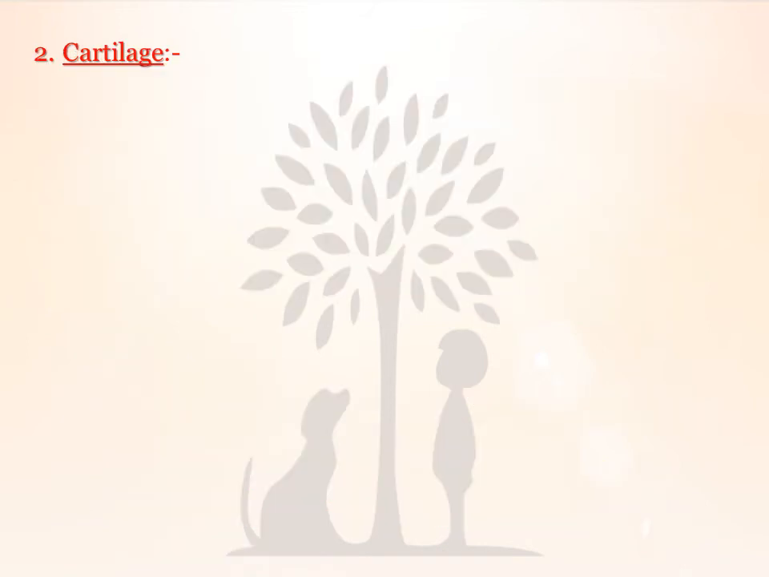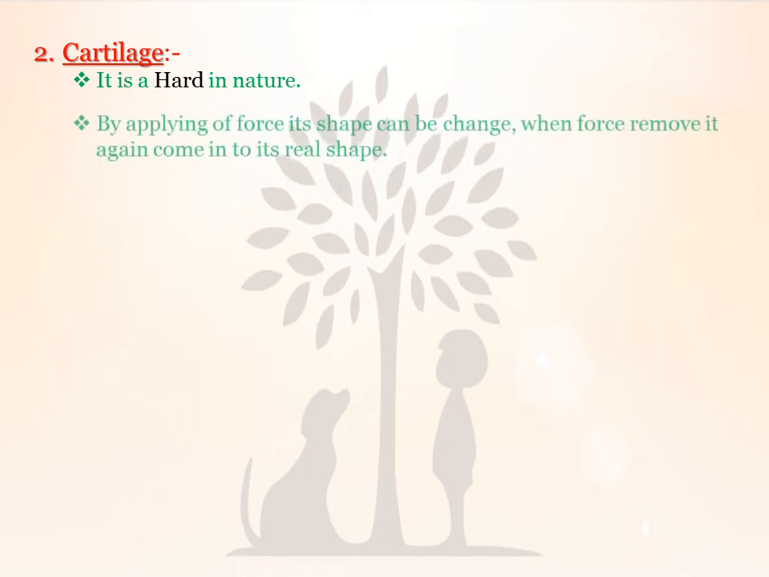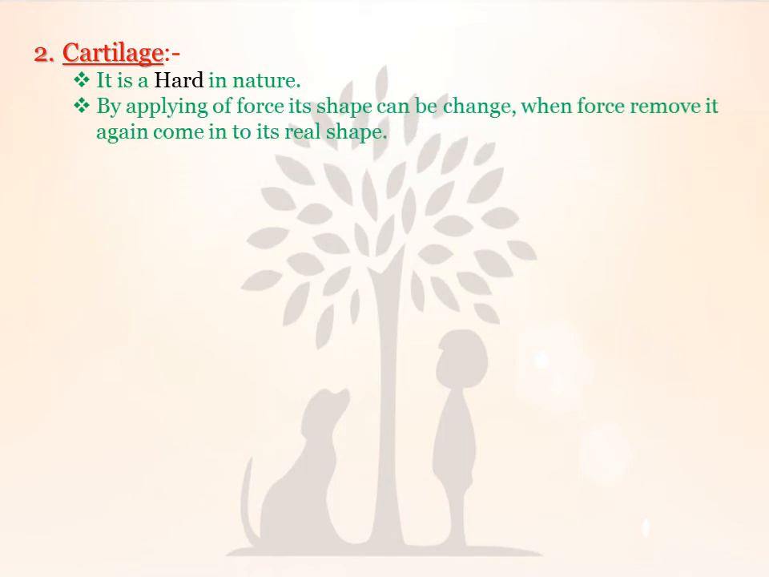Now the second is cartilage, that is a specialized connective tissue. It is hard in nature. By applying a force, its shape can be changed. When the force is removed, it again comes into its real shape. As long as you apply force, its shape remains changed. As you withdraw the force, it again retains its original shape.